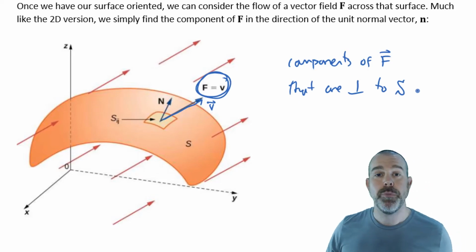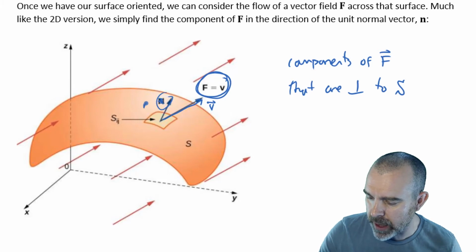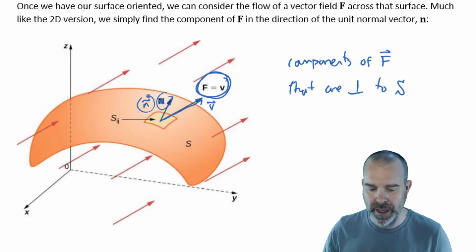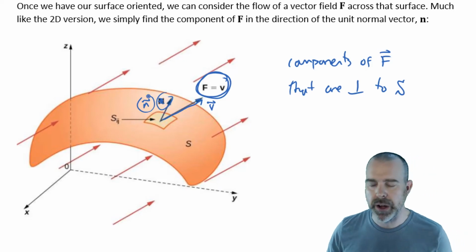Well, then they would be parallel to a normal vector. Now, we usually use a lowercase n. This is from, I copied this visual from an open source textbook there. So we usually use a lowercase n.